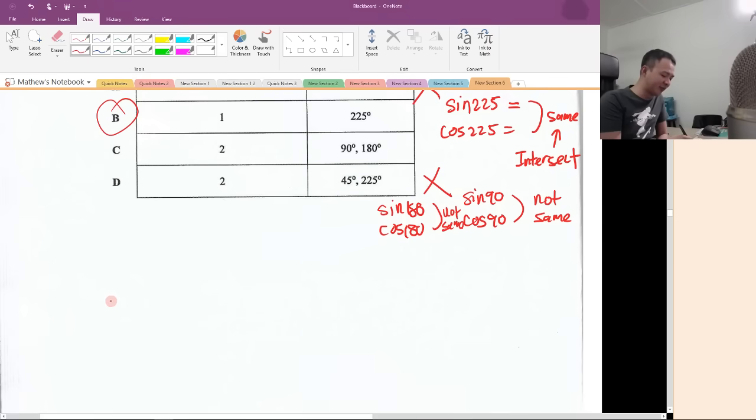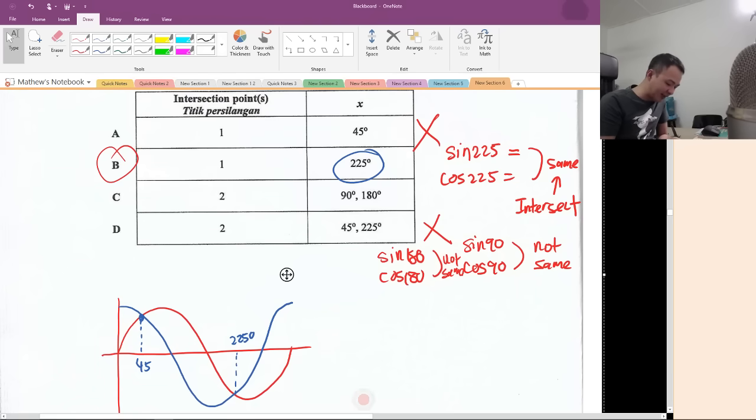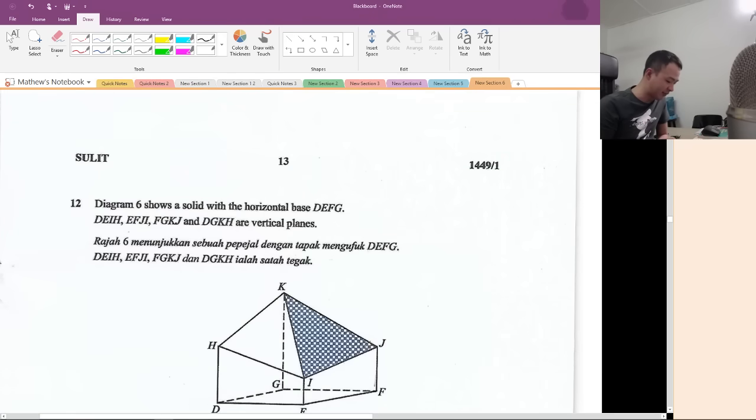But of course, if you want further understanding, you can draw out a sine and cos graph here. If I try to draw out a sine and cos here, I should get something like this. Basically, the sine and cos graphs only intersect at 45 and 225. At 225 they intersect at one point, and at 45 they intersect at one more point. That's all. For sine and cos graphs, they only intersect at two different points. Alright, so let me move on.